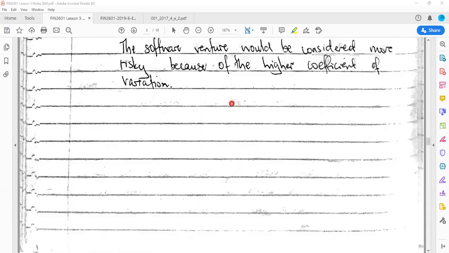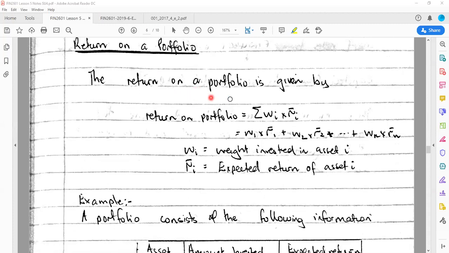But sometimes you might be asked to determine the return on a portfolio. So remember, a portfolio is just an investment which consists of many different assets. A portfolio is just an investment in many different assets. So you might invest in property, in bonds, in shares. So that total investment of yours is called a portfolio.